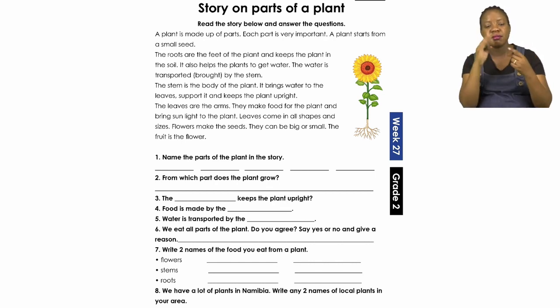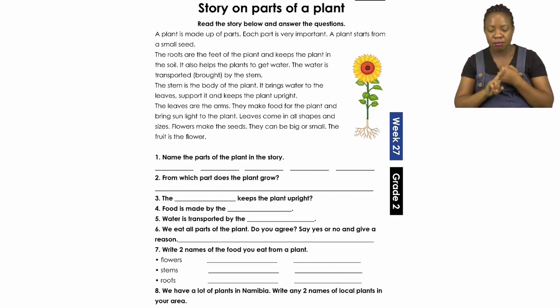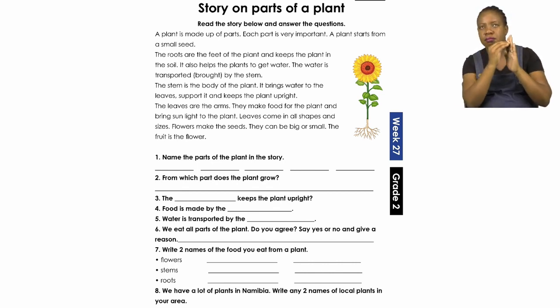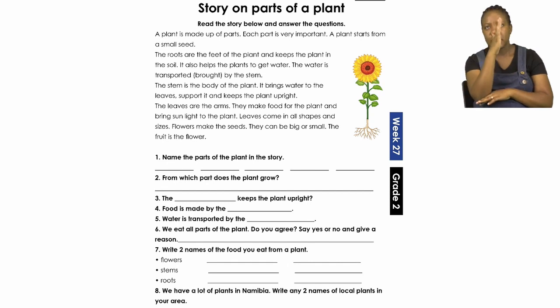So, just to make sure that we were listening, now that we know what the story is all about, let's go into the questions. We're going to read each question 2 times. Number 1 says, name the parts of the plant in the story. Number 2 says, from which part does the plant grow?